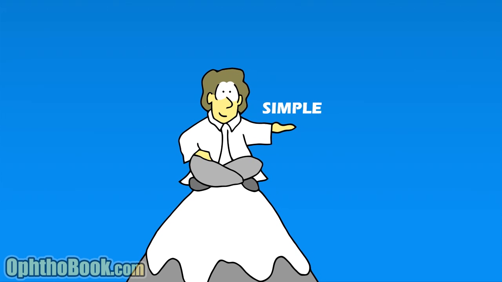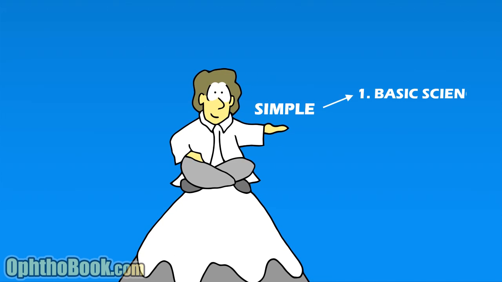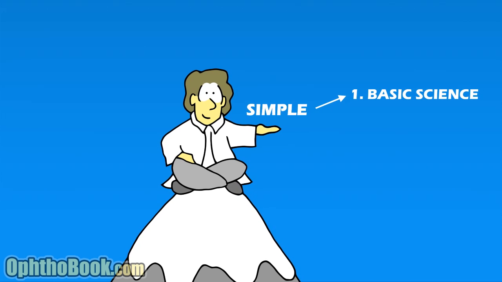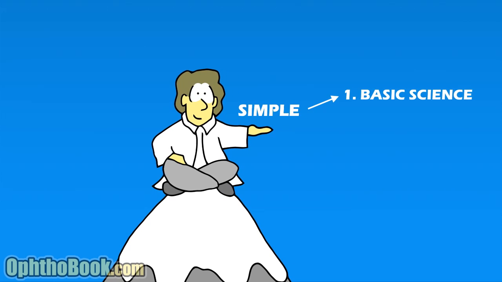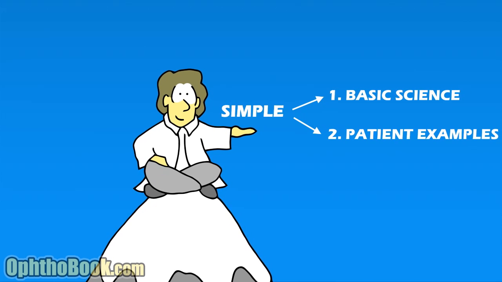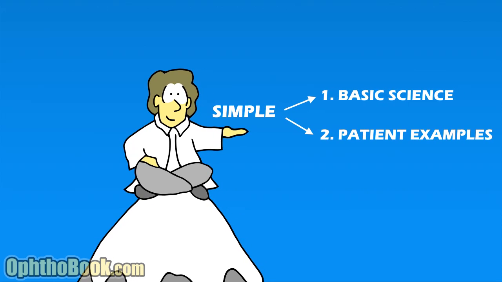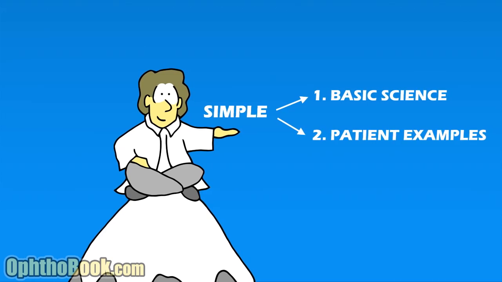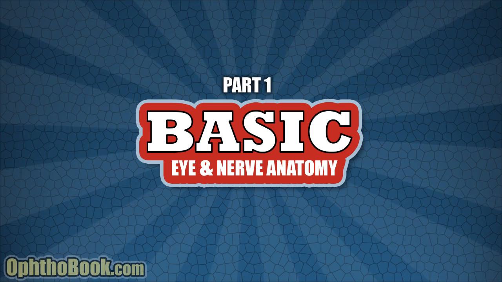So we're going to do this in 2 parts. In the first part of this lecture, I'm going to basically do the basic science. What are the muscles? What are the cranial nerves? What do they cause? But the majority of this lecture is going to be patient examples. What do patients look like in real life when they present with these problems? And some pearls on how to treat and what to look for. So let's begin with eye and nerve anatomy.